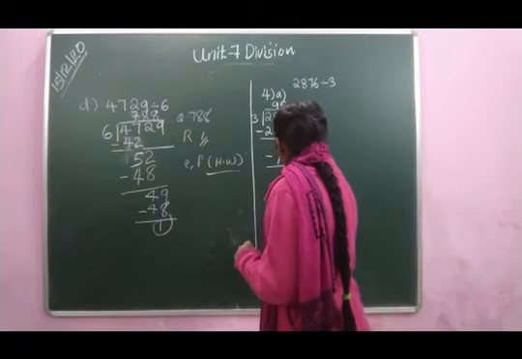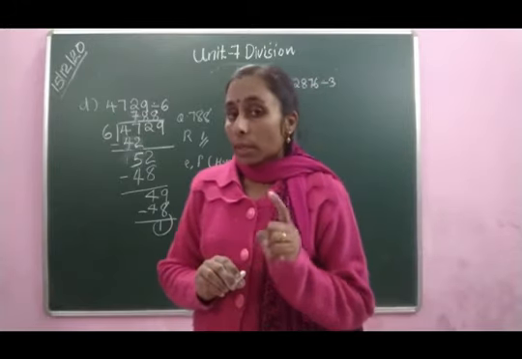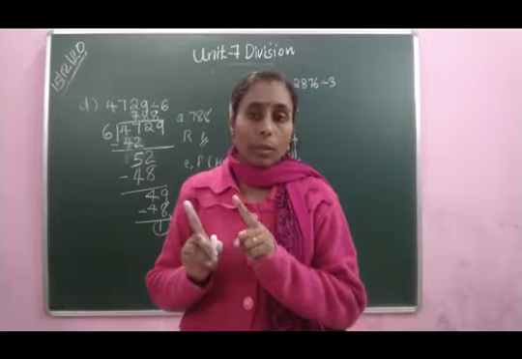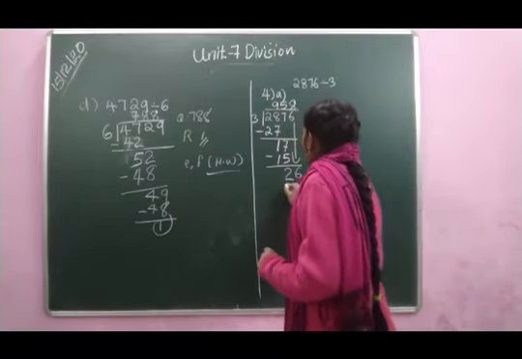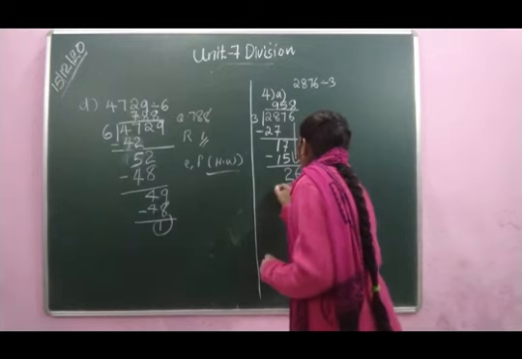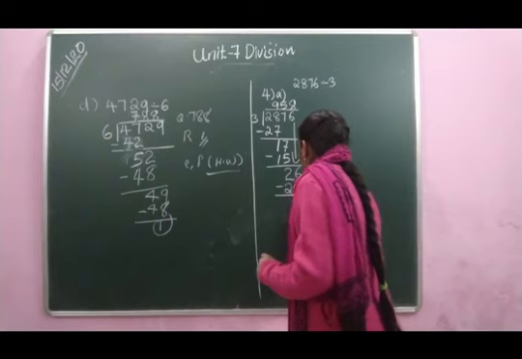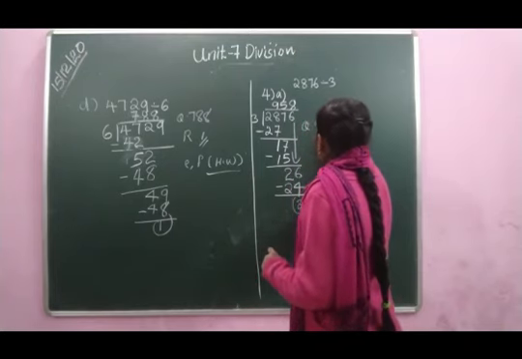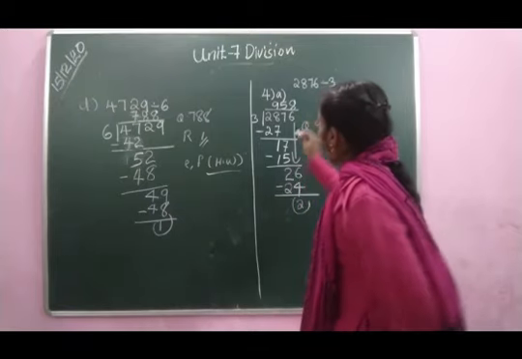Then 6 comes down. How many times? 3 9s are 27. Can we take 9 times? No. 3 8s are 24, so write 8 here. Next step, subtraction. 26 minus 24 is 2. What is the quotient? The quotient is 958 and the remainder is 2. Let's check once again.